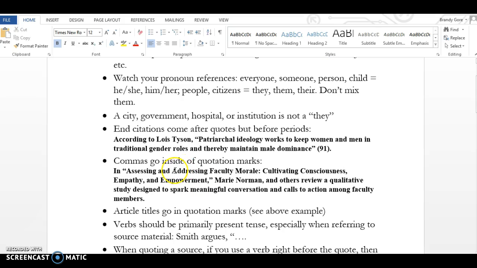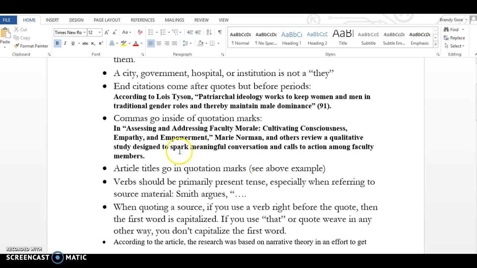Okay. So end citations are still a problem. Some people are wanting to put the period in the quote. Some people are wanting to put the parentheses inside the quotation mark. No. End citations come after quotes but before the period. So look at this example. According to Lois Tyson, patriarchal ideology works to keep women and men in traditional gender roles and thereby maintain male dominance. In the quote, then page number, then period.